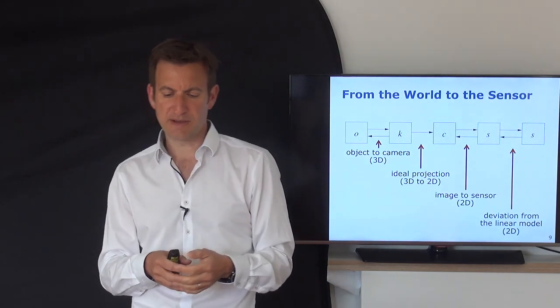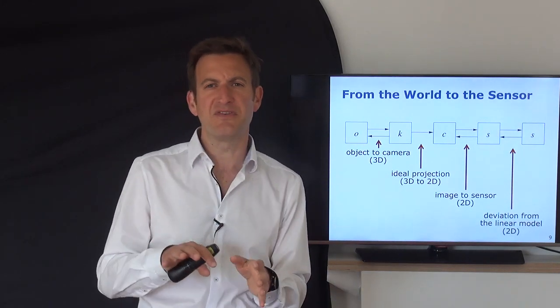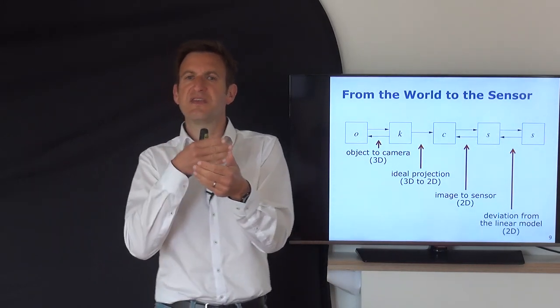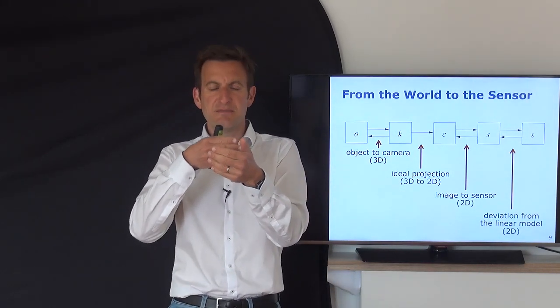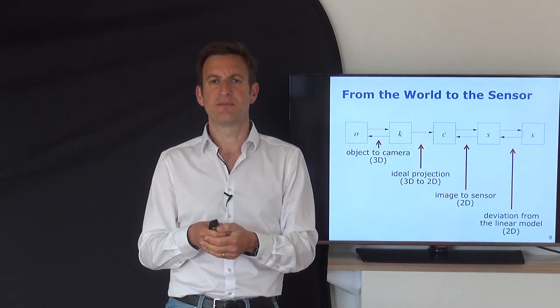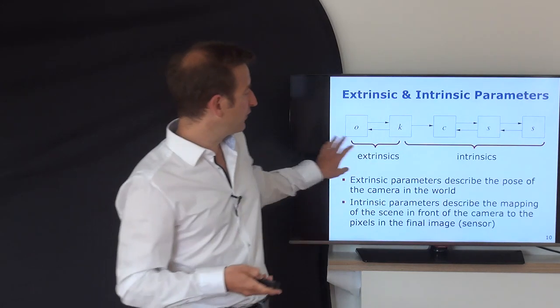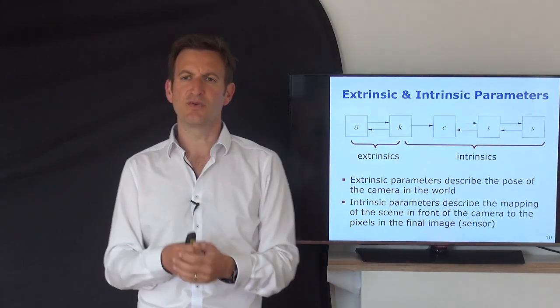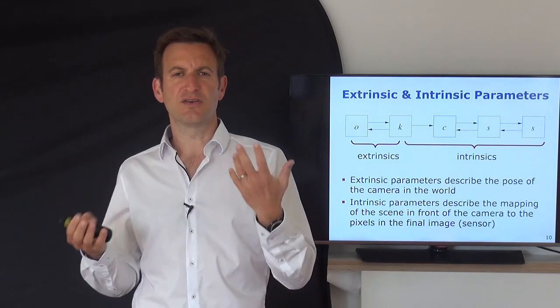And the second set of parameters are the so-called intrinsics, what happens inside the camera. This is, for example, how the sensor is mounted behind the projection center. These are all camera internal parameters. So the first ones here are the so-called extrinsics, and all the rest is something that we group together as the intrinsics. So you can see it also intuitively.